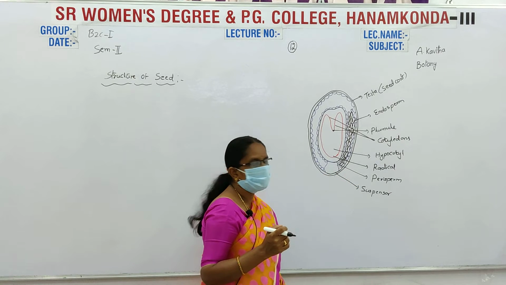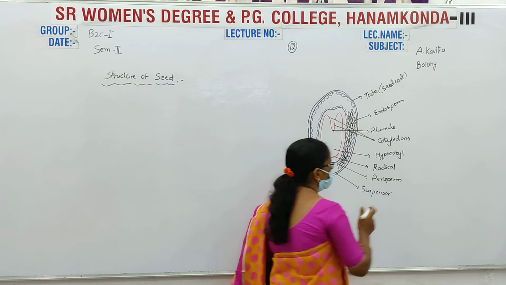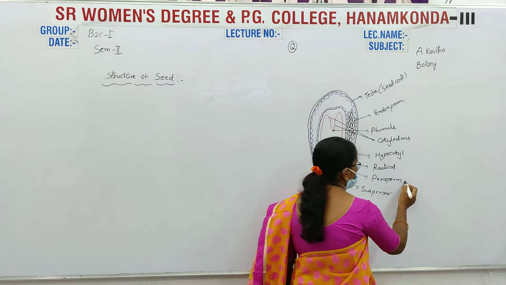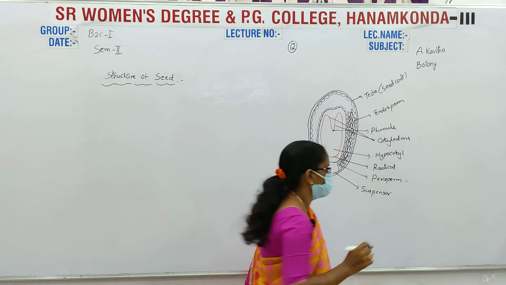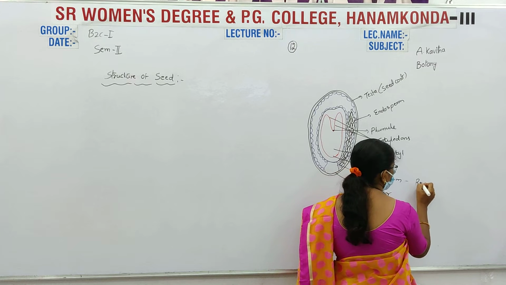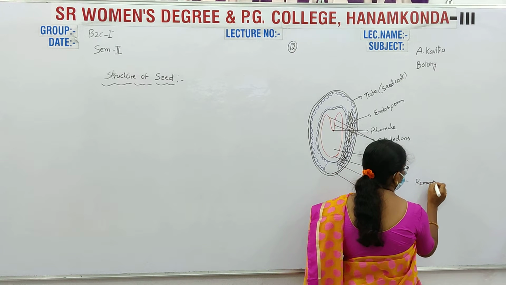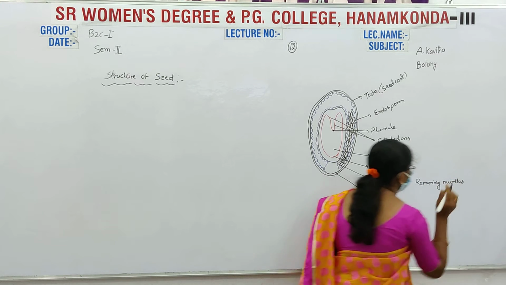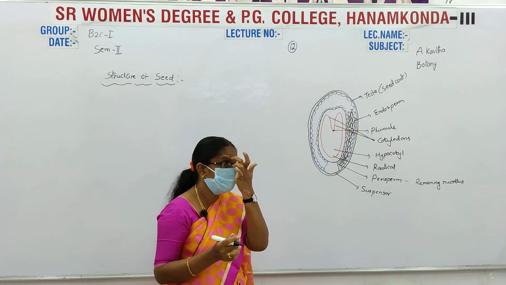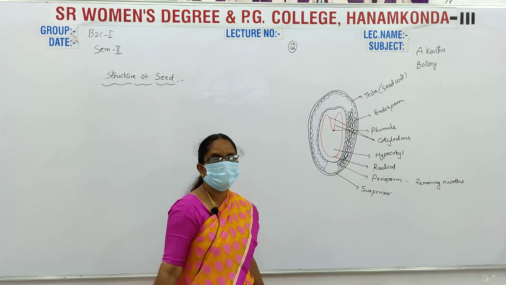And this is also called the perisperm. Perisperm means, this is the endosperm and this is the perisperm. The remaining nucellus is called the perisperm.